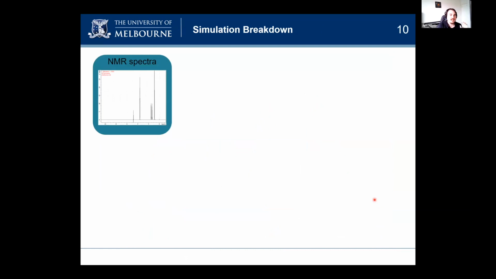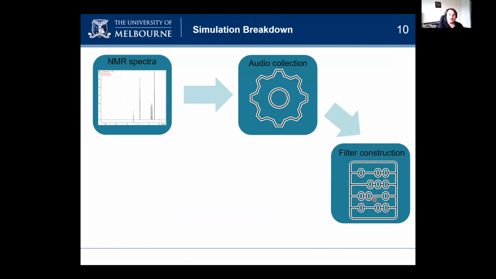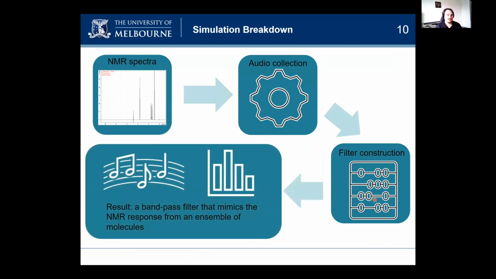So we take in our NMR data, our chemical information, we collect whatever audio we want to apply to it. I wish I could have done it for you in real time, but my simulation involved being able to input music in real time, which would have been great. But alas, we won't be doing that today. Then we go through the process of actually constructing this bandpass filter, and again, won't bore you with the details, but the final result is a bandpass filter that mimics the response that these molecules would have were they put in an NMR spectrometer.